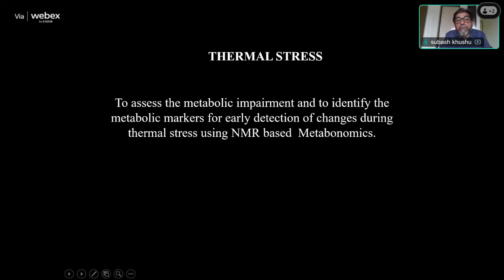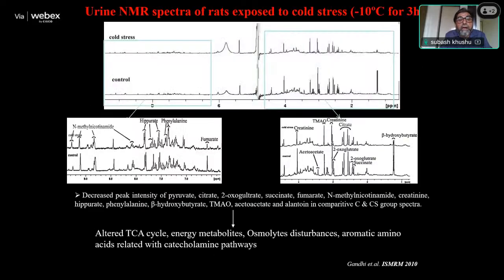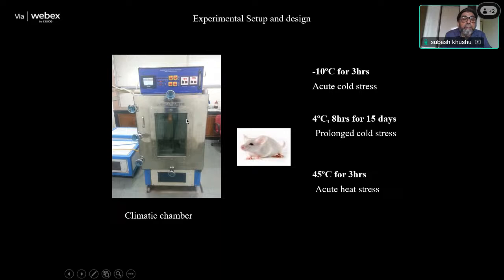Then you can also study thermal stress, heat stress, and cold stress. This is a climatic chamber wherein you can create temperatures down to minus 40 degrees centigrade, and up to 55-60 degrees positive Celsius. And then you can also create high altitude conditions, as if you are in Leh or Ladakh, within this chamber. Then you can expose animals to different levels of high altitude, cold stress or heat stress, and study their metabolic profiles.